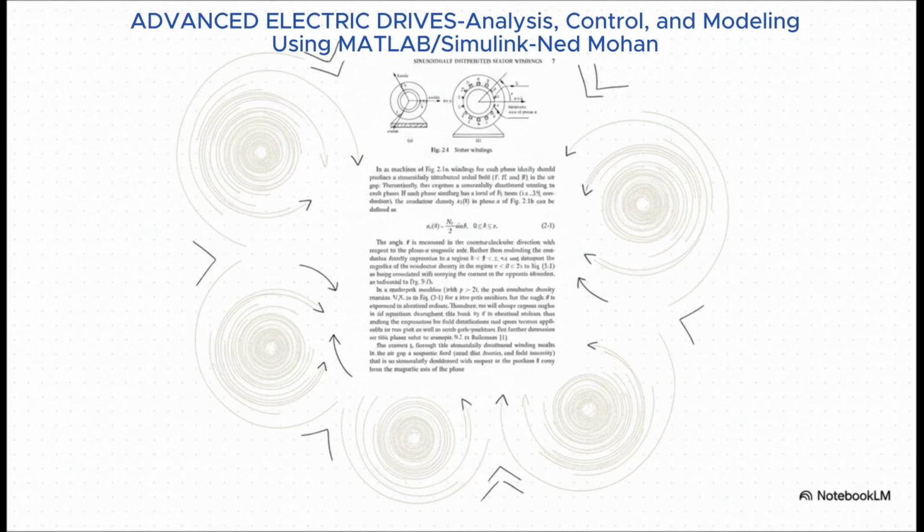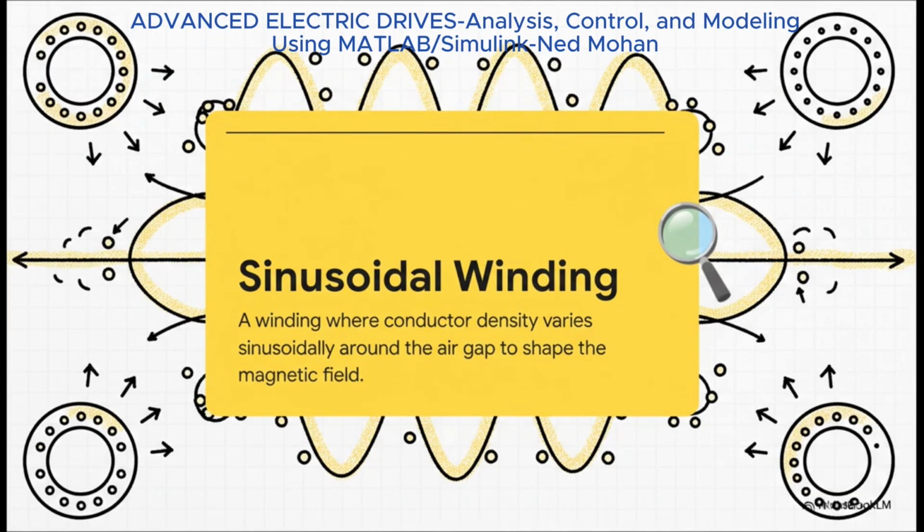It's designed to create what we call a magnetic axis, which for our phase A we're defining as being right at the 0-degree mark. And this brings us to a more formal definition. So when we say sinusoidally distributed winding, we don't mean the wire itself is wavy.